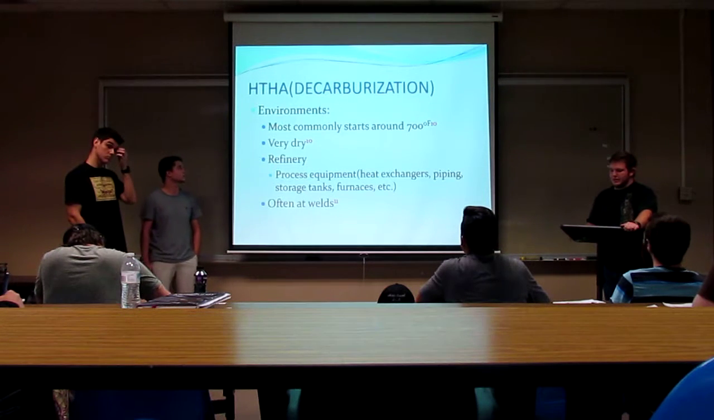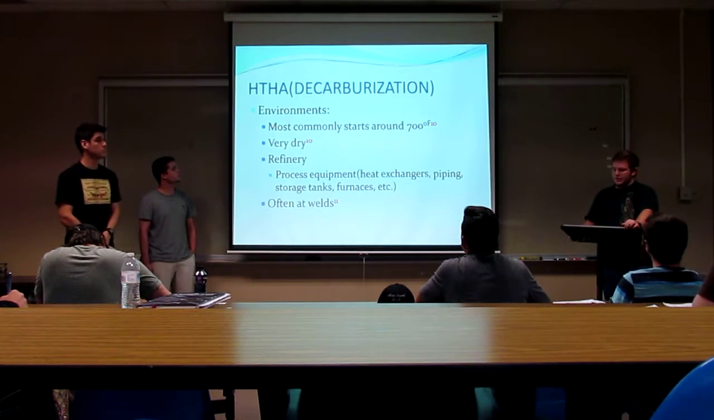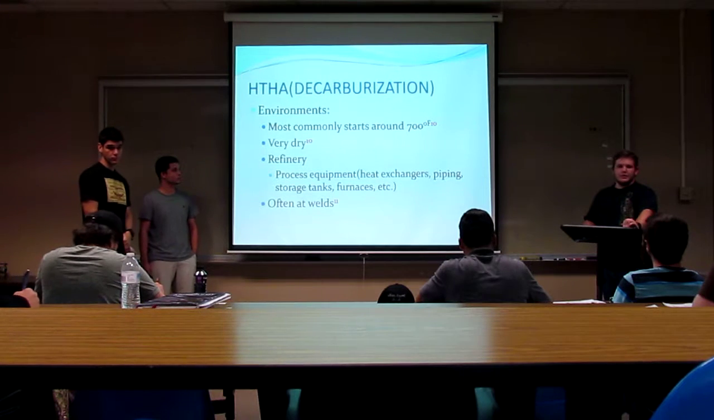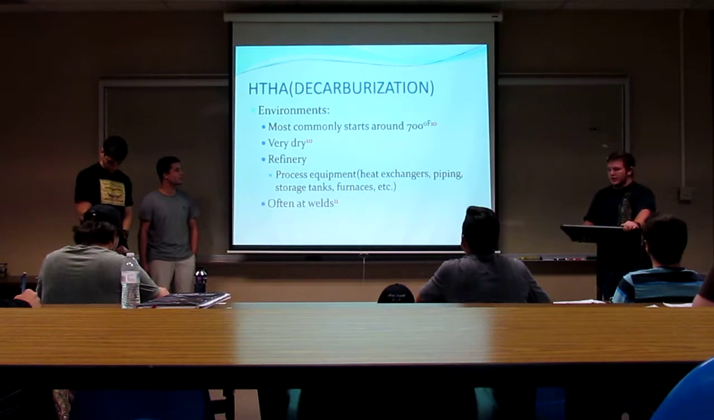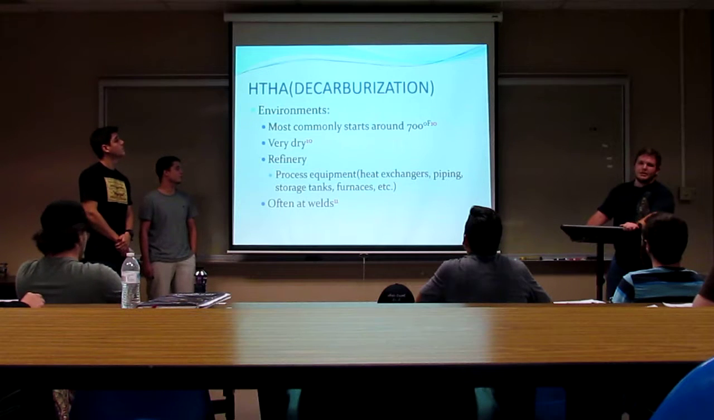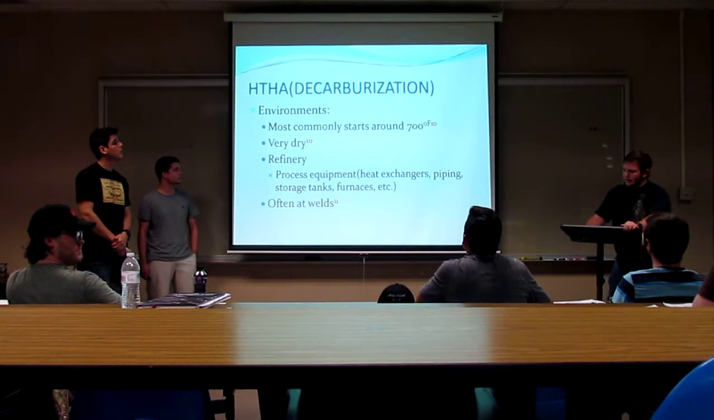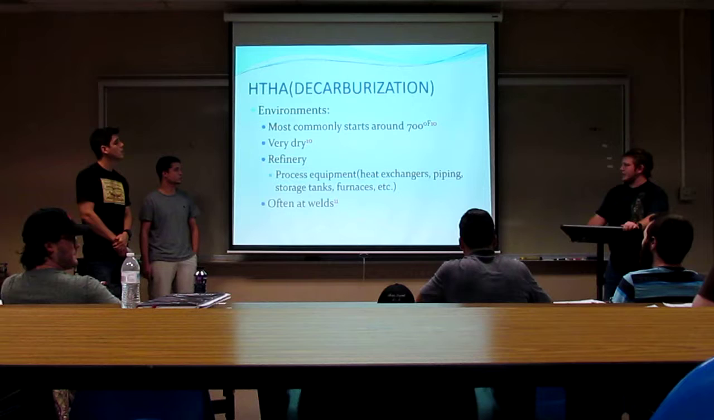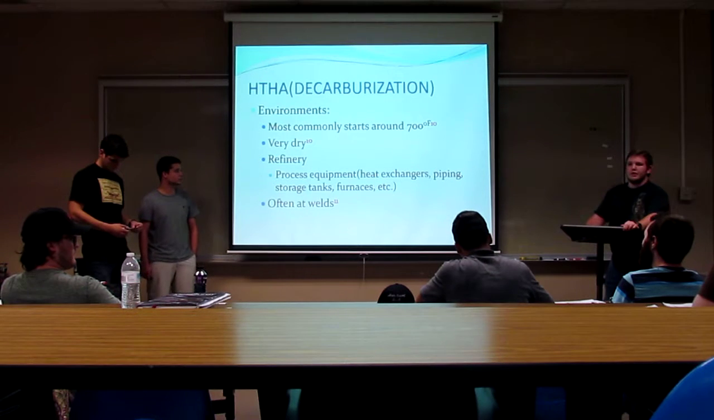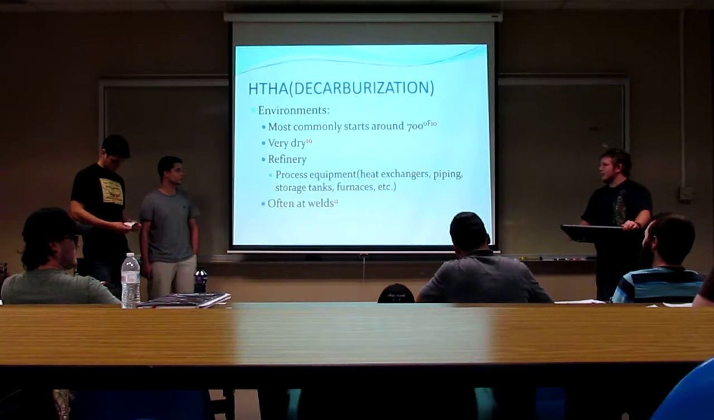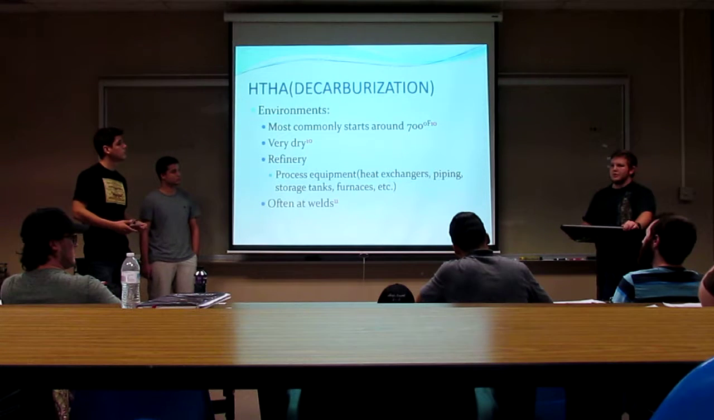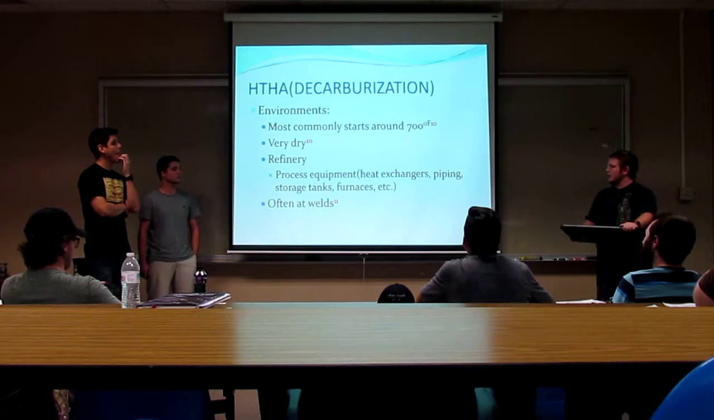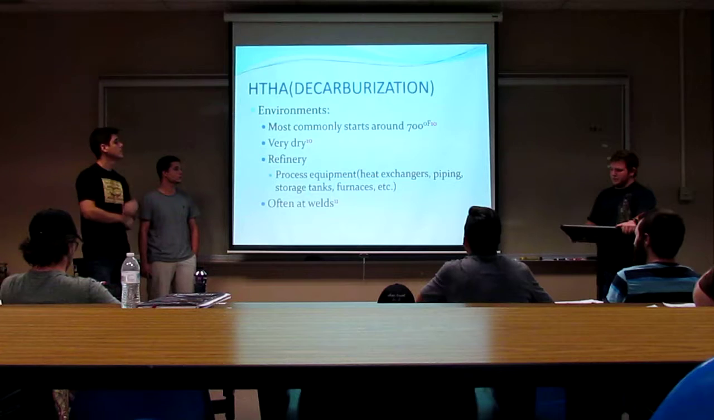As for the environments, it's a very dry environment, and it usually starts around 700 degrees Fahrenheit is where you start to see it. Industry-wise, it happens mostly in the refinery, on the process equipment. It starts at heat exchangers, storage tanks, and furnaces. On the heat exchangers and furnaces, it happens a lot towards the nozzle, towards the tip of it, where the heat comes from, and also occurs in welds.